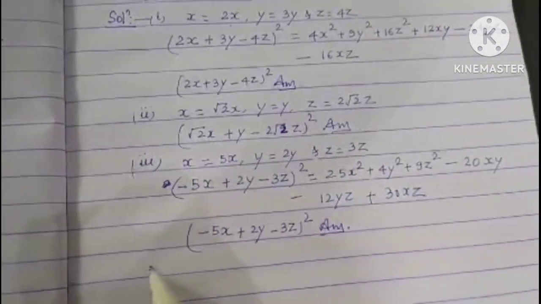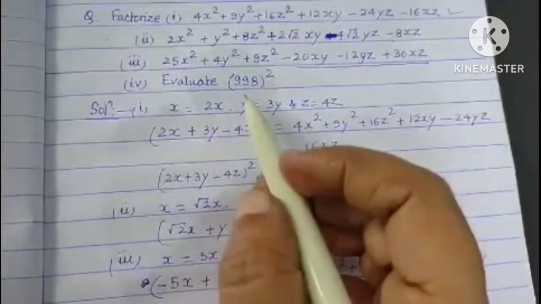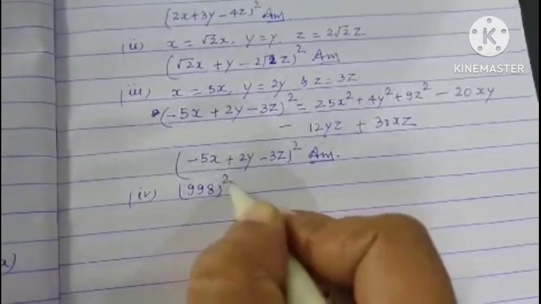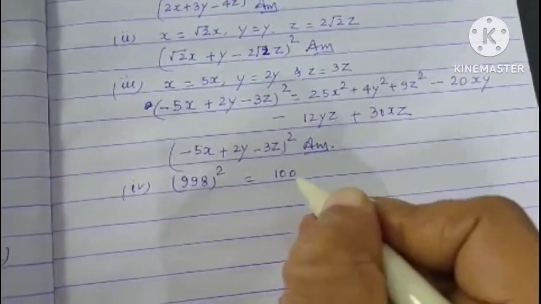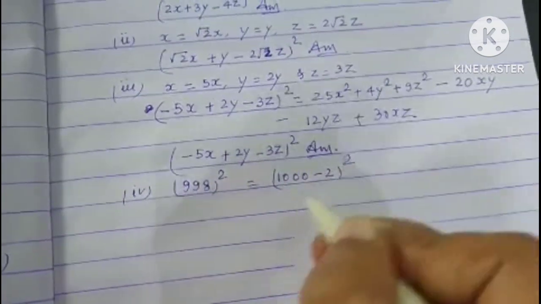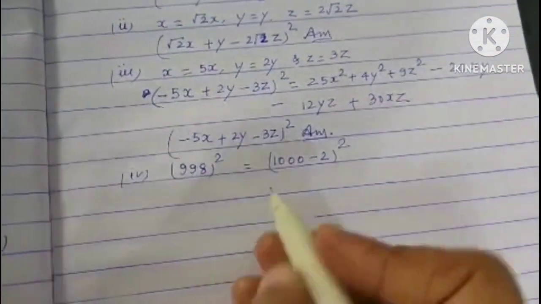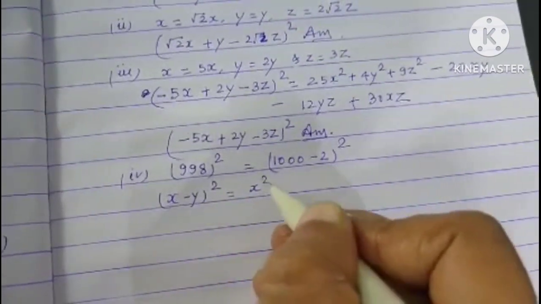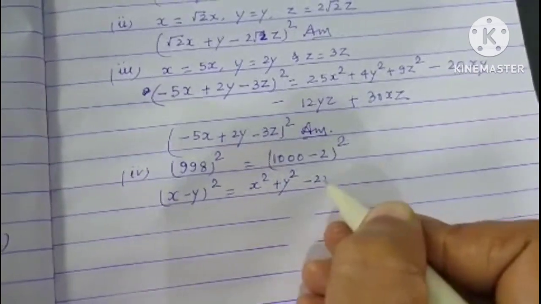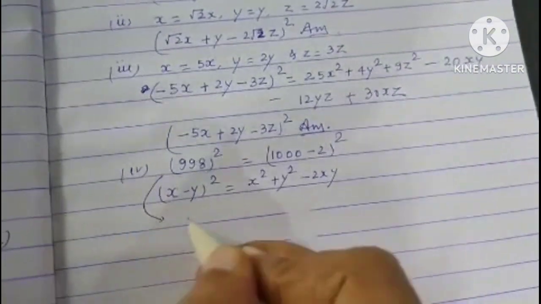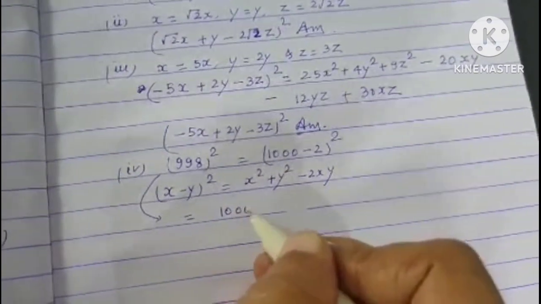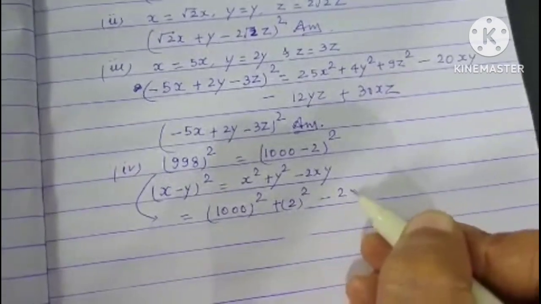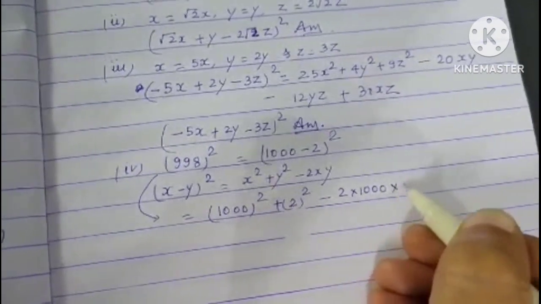Okay, so let's solve this one. This is a different type of question. 998 whole square. We can write it 1000 minus 2 whole square. 1000 minus 2 equal to 998. Okay, now let us remember this formula. X minus y whole square is equal to x square plus y square minus 2xy. So we will write it like this, that is equal to 1000 square plus 2 square minus 2 into 1000 into 2.